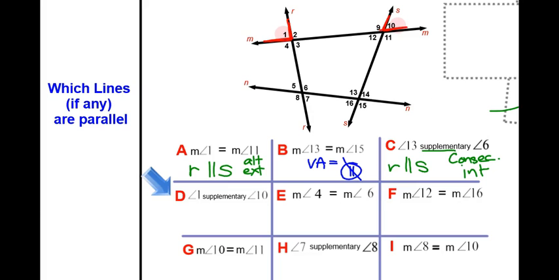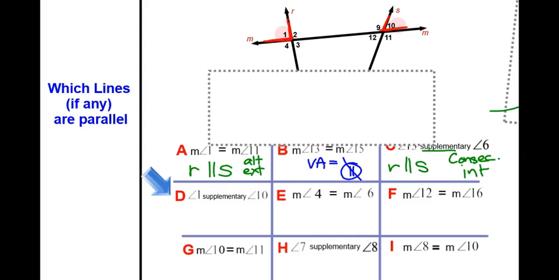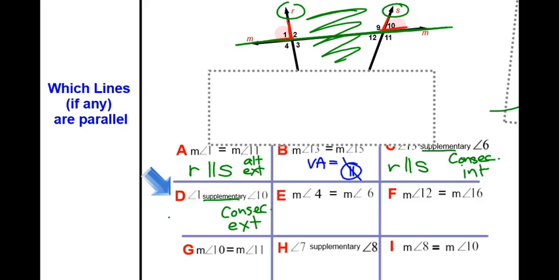I'm going to cover up the part of the picture that doesn't have any coloring on it at all. I notice that those two angles are both outside of the lines, and they have a transversal of M, and they're both above the transversal, so I notice that they are consecutive exterior angles, and those are supposed to be supplementary, so my parallel lines are R and S.